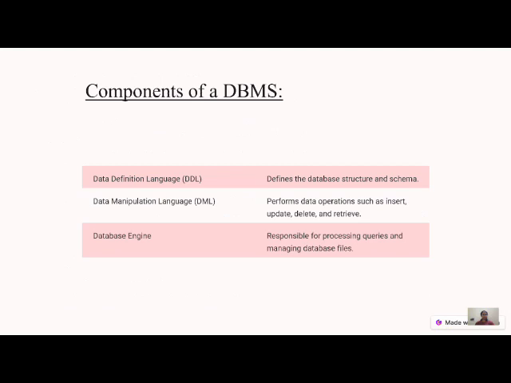Components of a DBMS. First is Data Definition Language (DDL). It defines the database structure and schema. Next is Data Manipulation Language (DML). It performs data operations such as insert, update, delete, and retrieve. Next is the Database Engine. It is responsible for processing queries and managing database files.